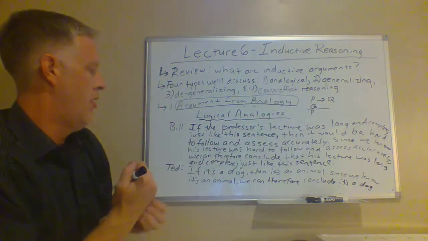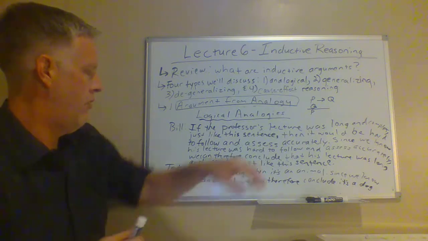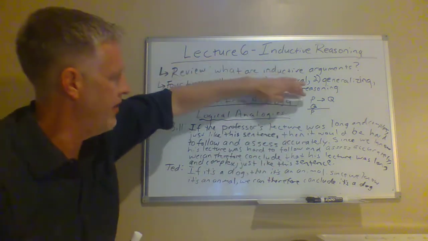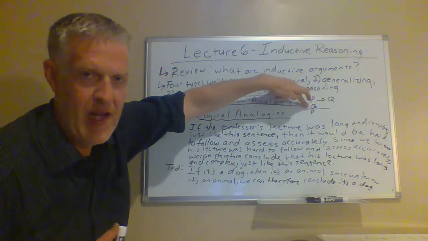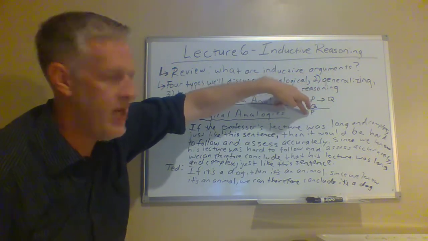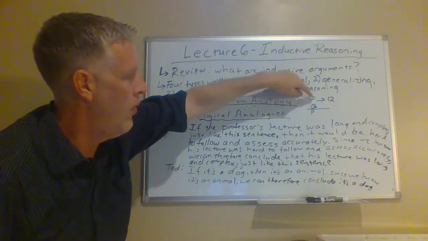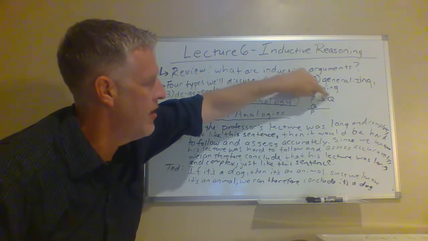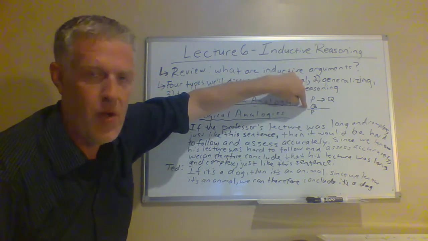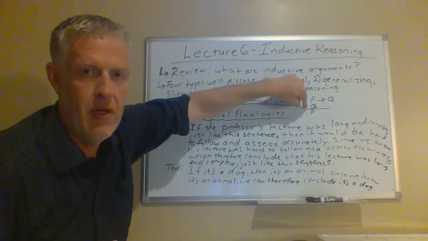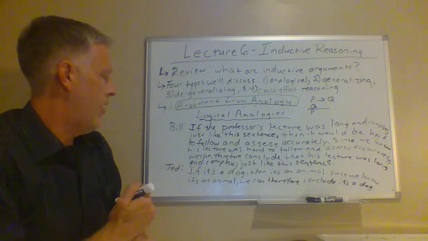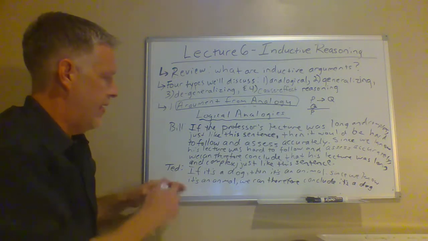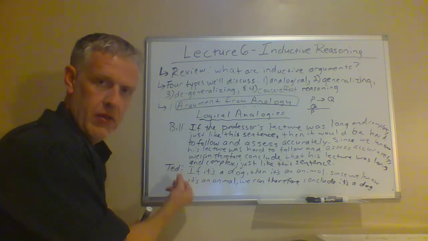Okay, but right, it's like saying, so Ted's pointing out, if it's a dog, then it's an animal, and we know it's an animal. That doesn't mean we can infer then it's a dog, right? We were told what we can infer if we know it's a dog, namely that it's an animal, but we can't infer anything just by knowing it's an animal. It might be a turkey, it might be a human, who knows? And so again, this is an invalid argument.